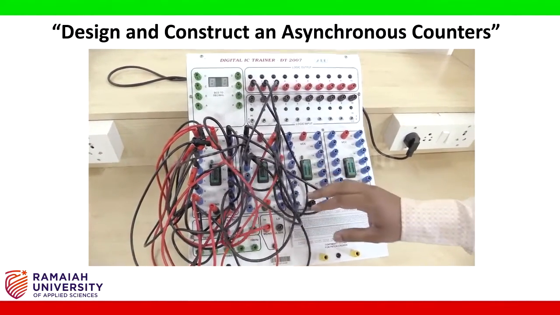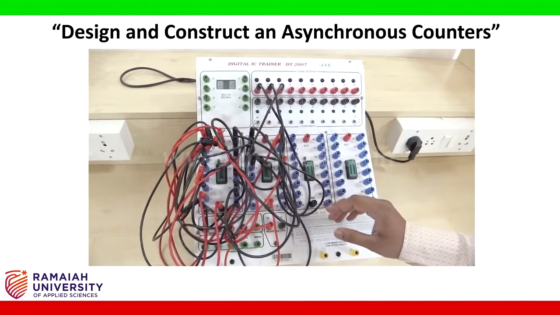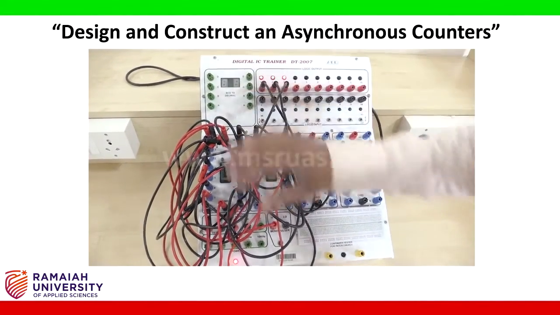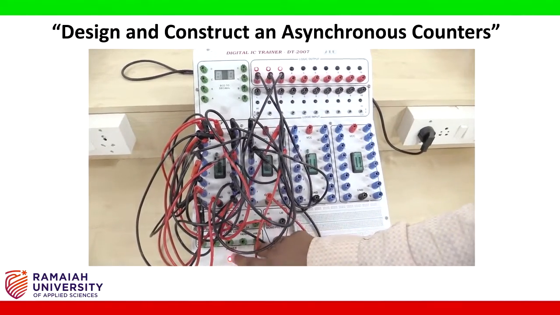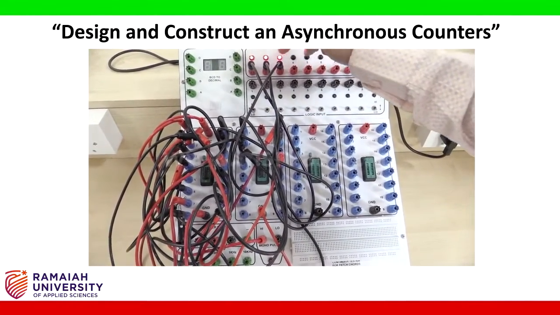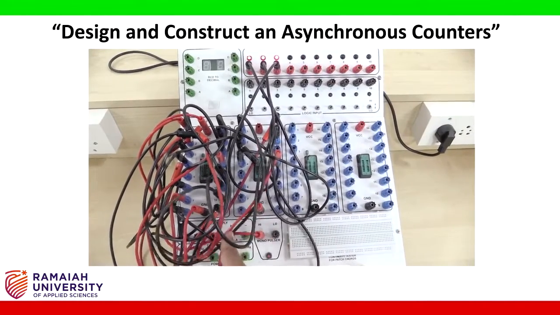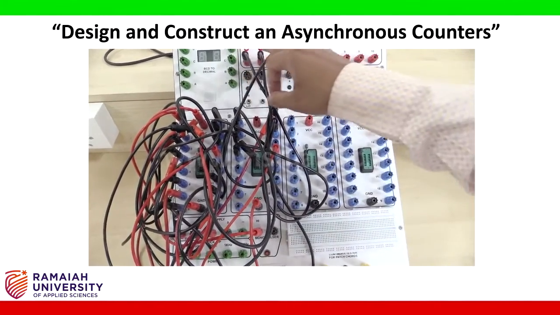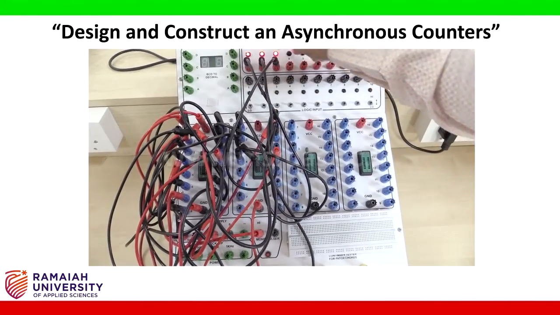Now let us verify the truth table according to the given truth table. For that we have to turn on the power supply to the digital IC trainer kit. The power is on now, and these are the 3 outputs. It is a down counter, QC, QB and QA. For every clock pulse the count has to be decreased by one number. Now you can see the output is 1 1 1, that means it is 7.